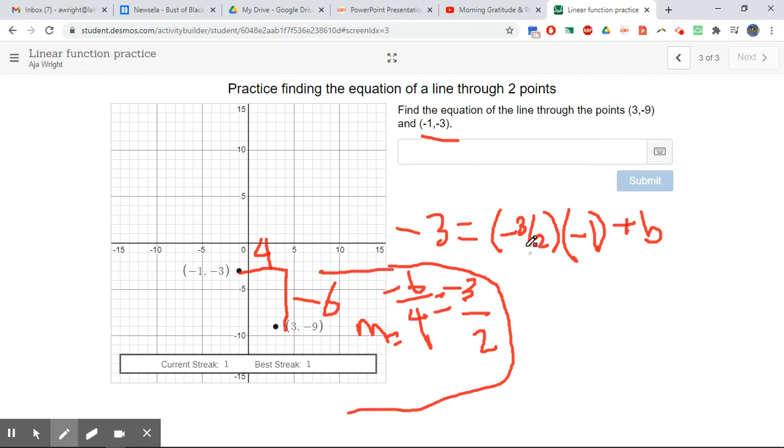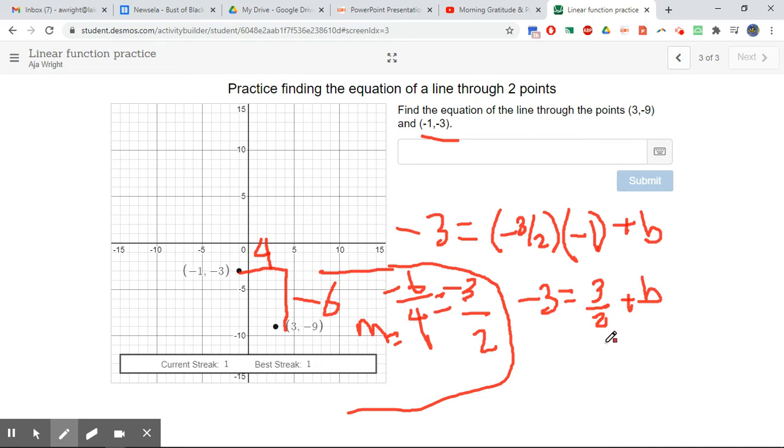Okay, so -3/2 times -1 just makes it +3/2. So I get -3 equals 3/2 plus b. And you might want to think about your 3/2 as that it's +1.5, right? So this is 1.5 or 1.5, and that's -3.